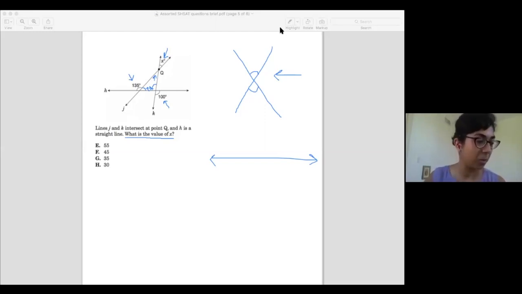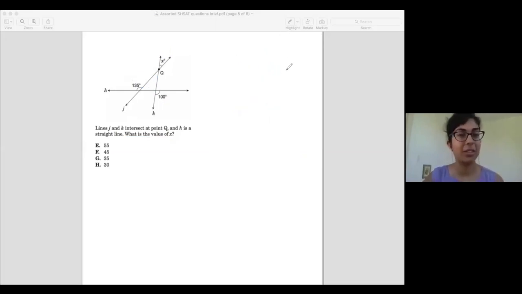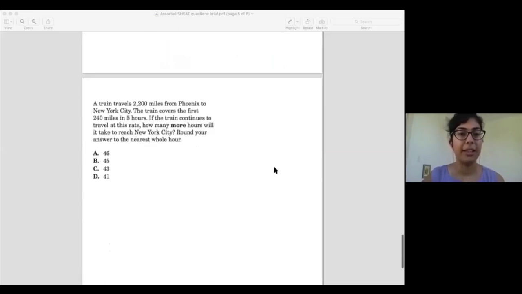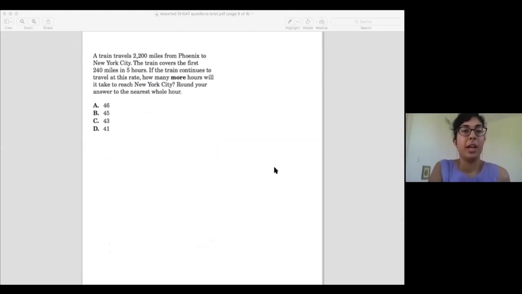Angles in a triangle add up to 180. Angles adding up to a straight line add up to 180. And vertical angles are always equal to each other. As long as you have those facts, you can pretty much always figure out the value of an angle in questions like this. And then the last one I want to show is a word problem.